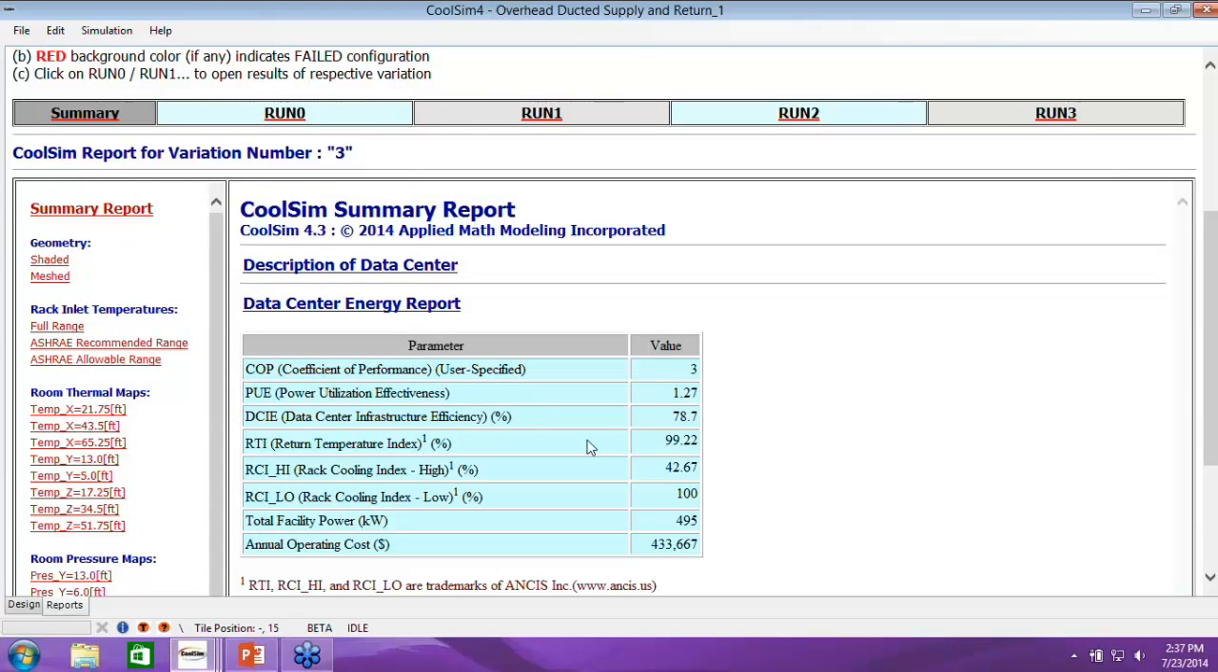And it tells us right here in energy, RTI still 99, but look what happened. Magnus, 42. As we tried to drive temperature up, we ran into problems with RCI high. We're seeing hot spots. Yeah, and again there, Paul, when the RCI high goes below 100%, that means that we have too hot conditions in the room.